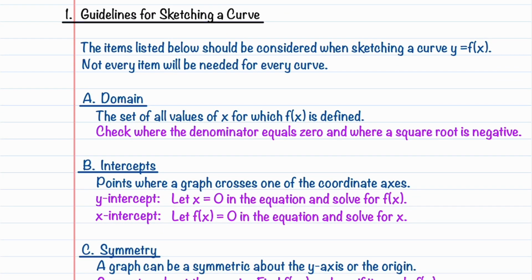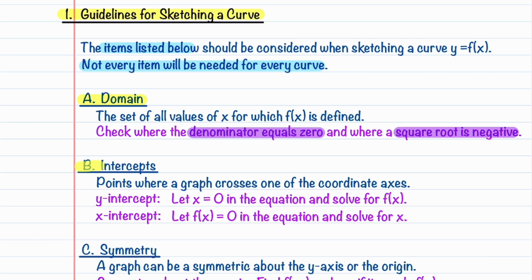Let's start by going over everything you need to consider when sketching a curve. The items that I've listed below are everything that you should consider, but keep in mind that not every item will be needed for every curve. You want to start by looking at the domain. In particular, you'll need to check where the denominator equals 0 if you have a denominator, or where a square root is negative, and those values will be excluded from the domain.